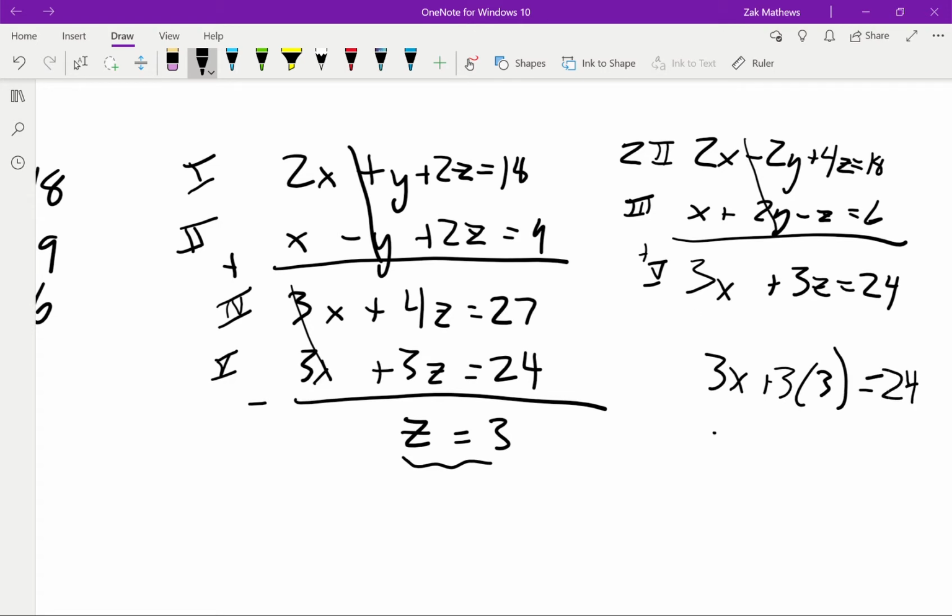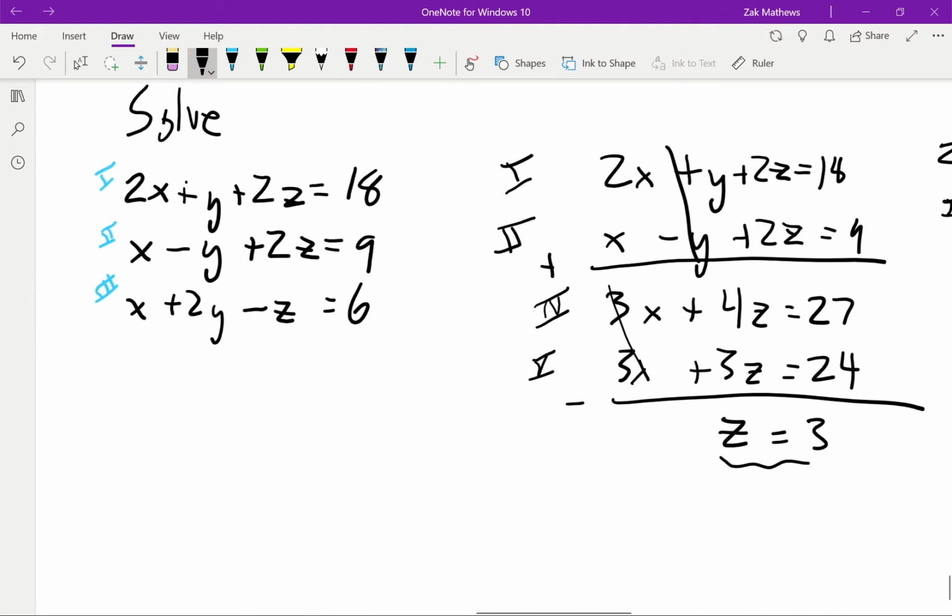I'm going to obviously multiply those, subtract over, and we get x to be equal to 5 when we divide by 3. So now I have my x, I have my z, I still need my y.